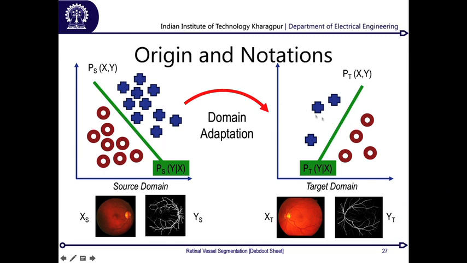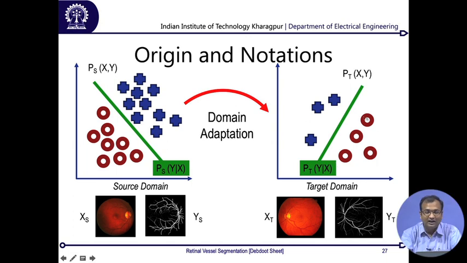Under a constraint, domain adaptation is most likely used in scenarios where you have a small number of annotated samples available in the target domain, but you have a lot of samples available in the source domain. So what you do over there is what comes down through your domain adaptation.